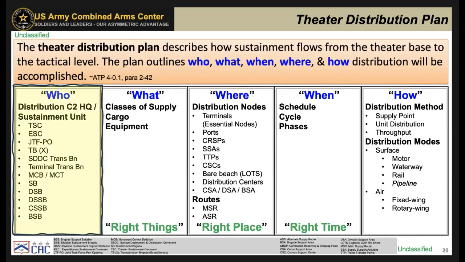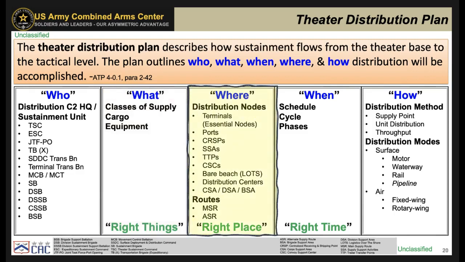The WHO of the Theater Distribution Plan encompasses the command and control headquarters and the sustainment units tasked with executing the distribution mission. The what refers to the classes of supply, cargo, and equipment that are essential for operations. These range from daily sustenance to armaments, all the way to the heavy machinery needed for construction and support.